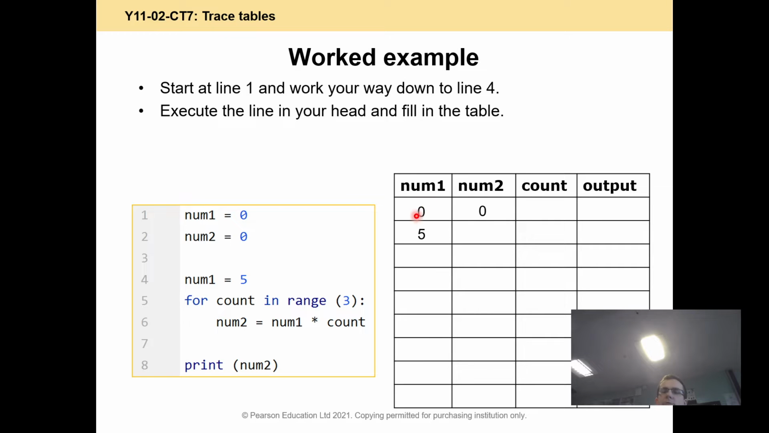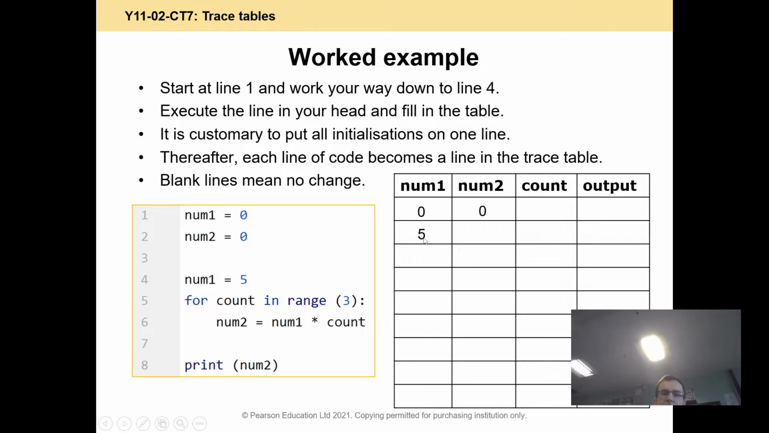So what happens here? We don't cross it out, but we'd go on to the next line in our trace table so that we can see that variable did store a 0. It's now been overwritten with a 5. So whenever a variable changes, you move on to the next row.